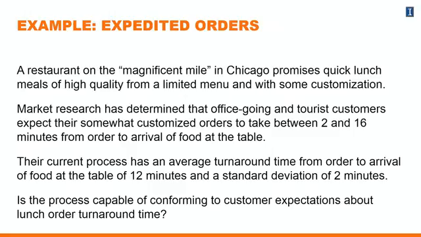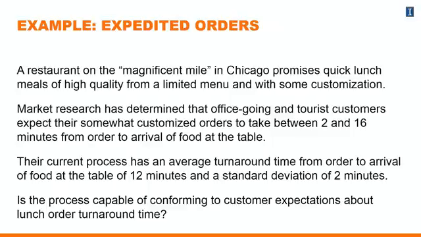Now let's take a look at an example to see how this plays out. Here we have a restaurant on the Magnificent Mile in Chicago that promises quick lunch meals of high quality from a limited menu with some customization. Market research has determined that the customers are mainly people working in the offices on Michigan Avenue and nearby, or tourists who are walking in to get a quick meal. They expect their orders to take between 2 and 16 minutes.